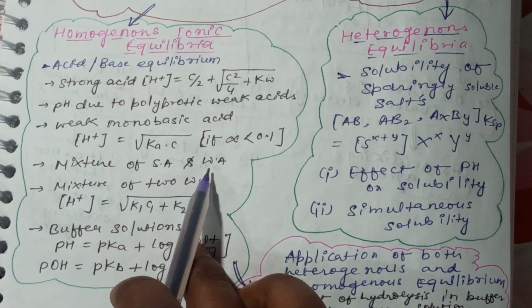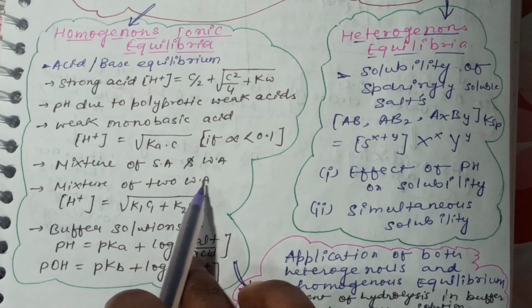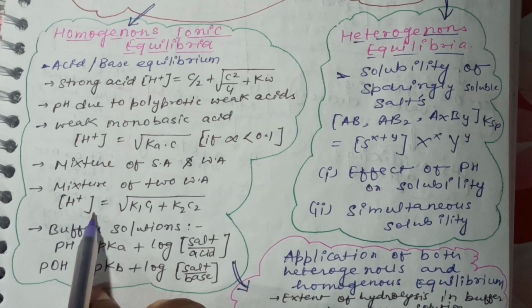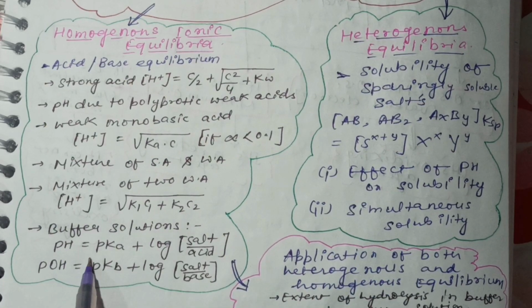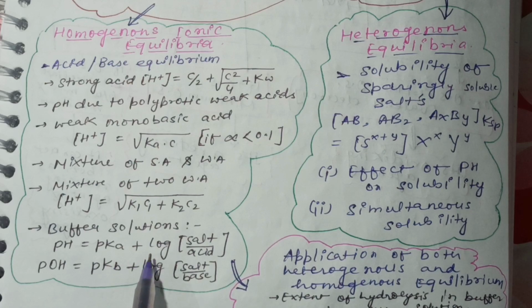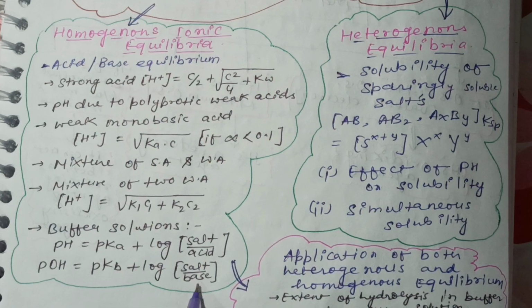Mixture of a strong acid and weak acid. Mixture of two weak acids: [H+] is equal to under root K1 C1 plus K2 C2. Buffer solutions: pH is equal to pK plus log salt upon acid. pOH is equal to pKb plus log salt upon base.